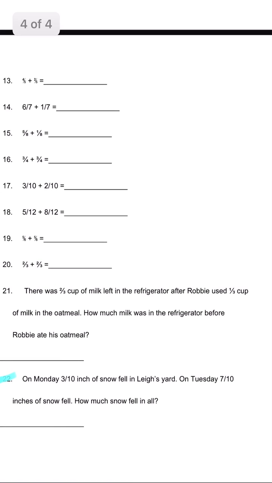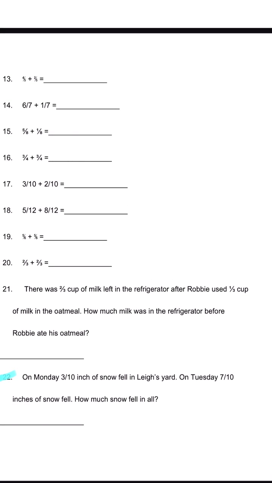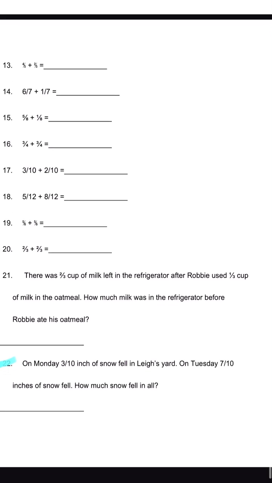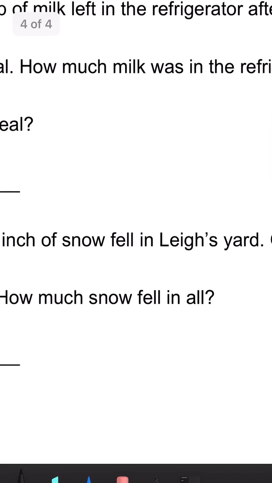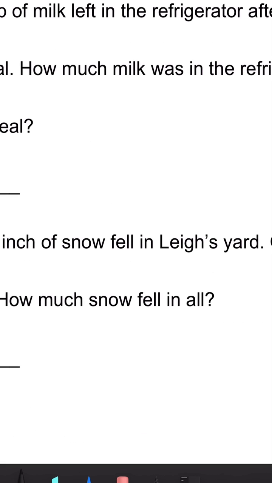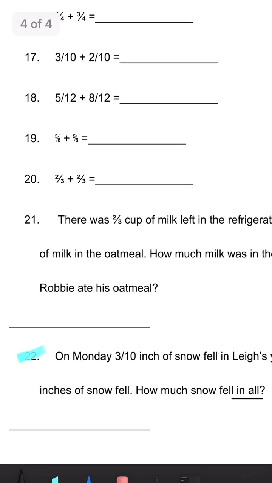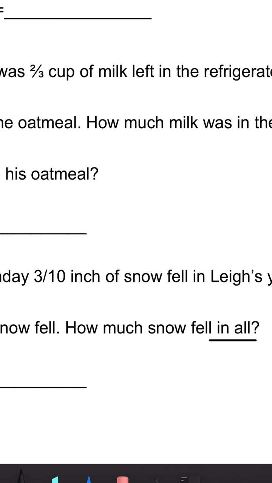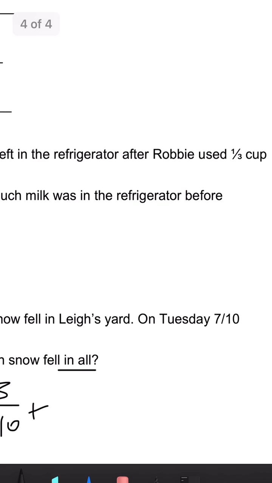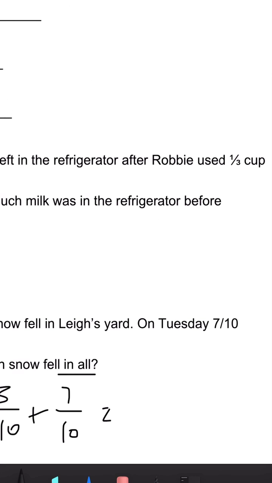Final page, we're going to do on Monday, 3/10 inch of snow fell on Lay's yard. On Tuesday, 7 over 10 inches of snow fell. How much snow fell in all? So the words in all are our key that indicate addition. So we're going to do 3 over 10 plus 7 over 10. We have a common denominator of 10, so we'll bring that over. 3 plus 7 is 10.